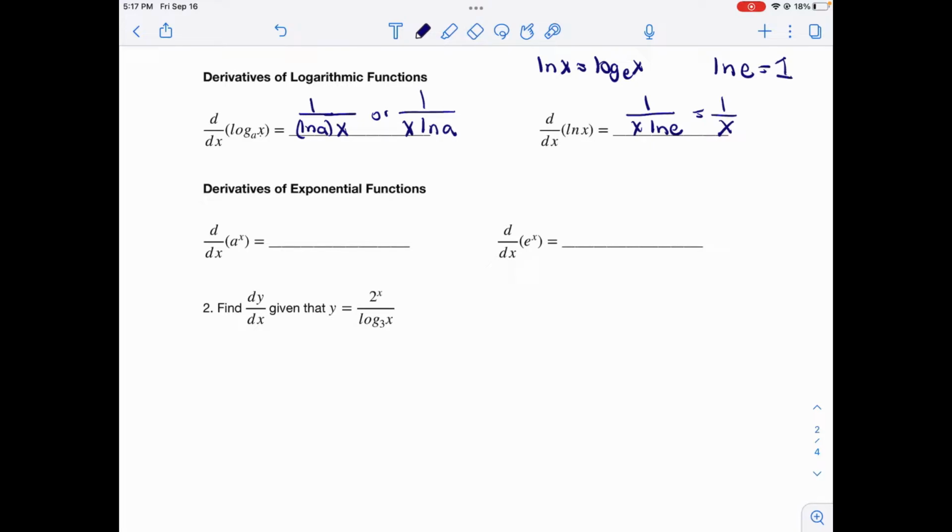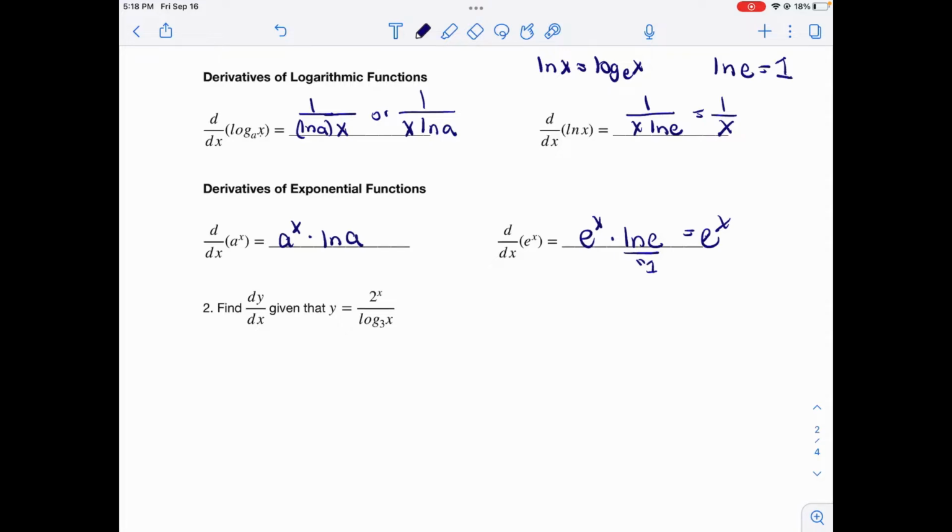Now let's look at exponential functions, the inverse of logarithms. The derivative with respect to x of a to the x is a to the x times the natural log of a. A to the x times the natural log of its base. So it's very similar. Both of these are being multiplied by the natural log of the base. And then the same thing for e to the x. It's e to the x times the natural log of e, but we don't write that because the natural log of e is 1, so the derivative of e to the x is e to the x.